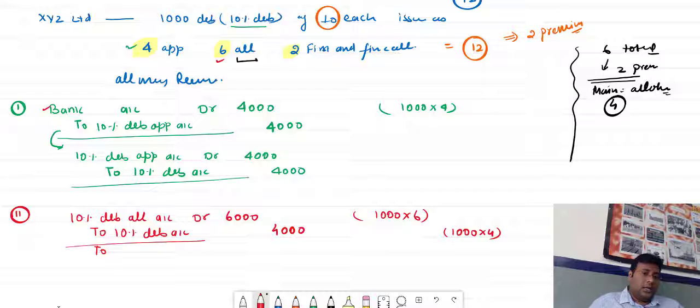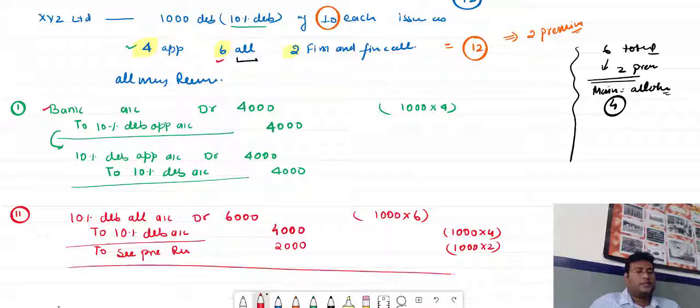Security premium is a type of profit. If you go by the traditional rule, it is a type of personal account, because security premium is a representative personal account. So here the shareholders are giving the premium to you. Debit the receiver, credit the giver. So to security premium reserve, how much? On 1000 debentures you are getting 2 rupees per share as a premium. So 1000 into 2 is equal to 2000 rupees.